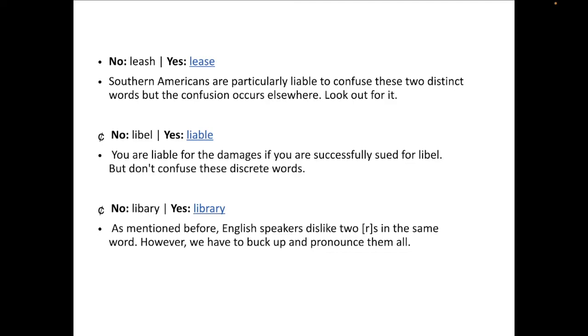It is not "libary," it's "library." As mentioned before, English speakers dislike two R's in the same word. However, we have to buck up and pronounce them all.